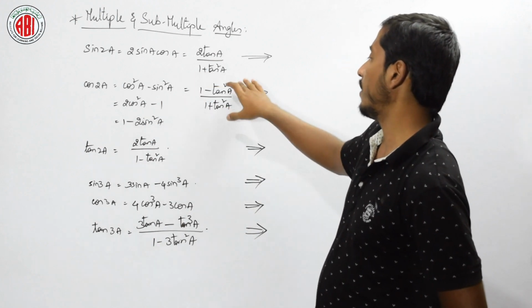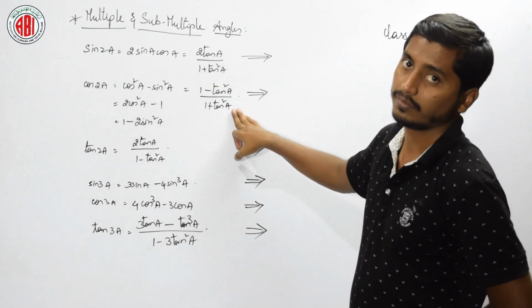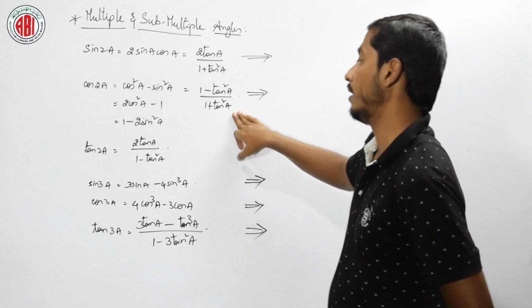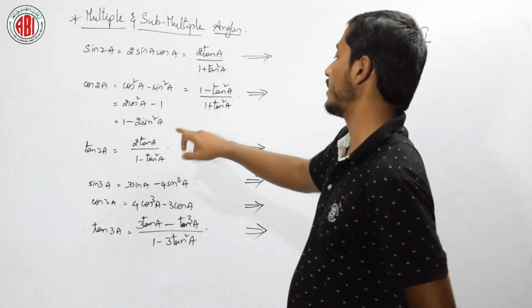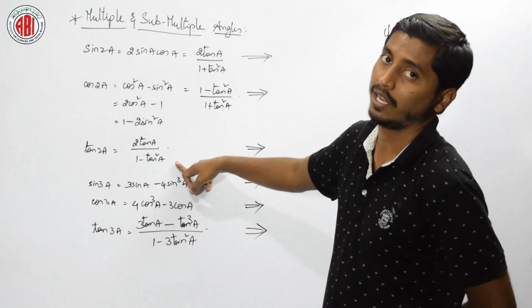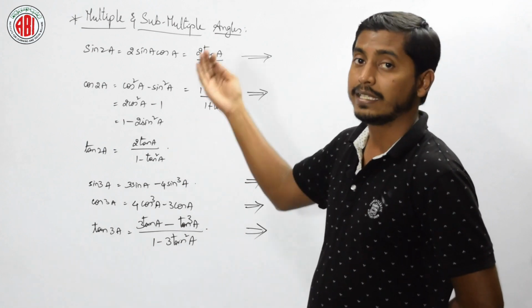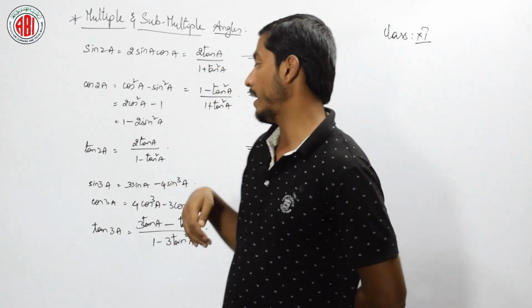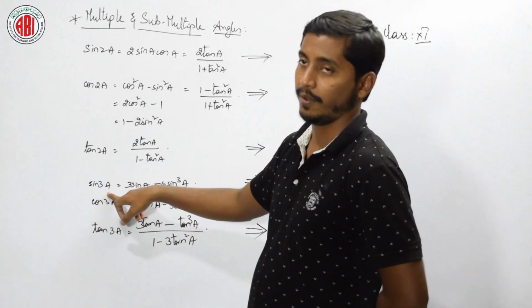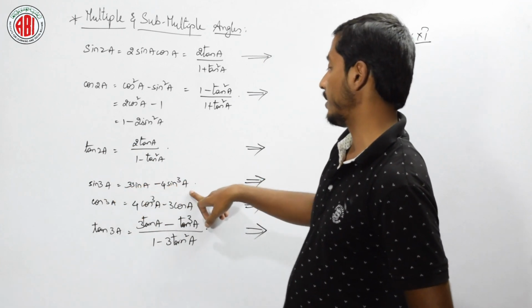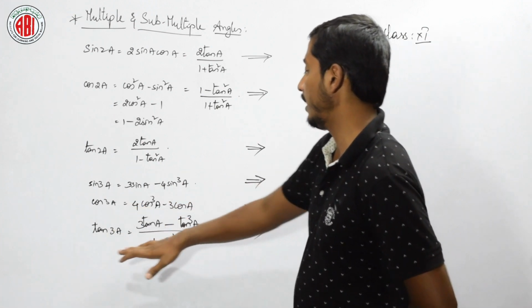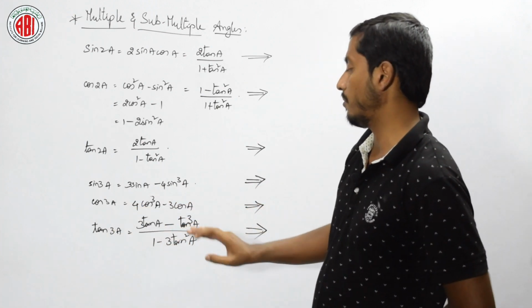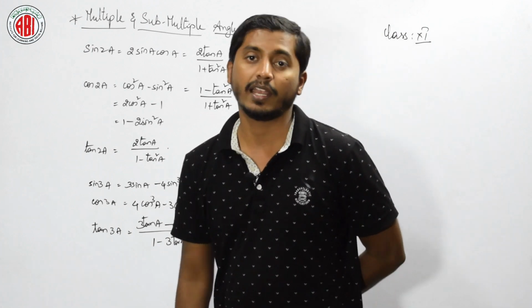Similarly, this is equal to 1 minus tan square A by 1 plus tan square A, this is in terms of tan. And finally tan 2A, this denominator gets cancelled, we will get 2 tan A by 1 minus tan square A. This is double the angle. The next is triple, that is sin 3A, which is nothing but 3 sin A minus 4 sin cube A, cos 3A is 4 cos cube A minus 3 cos A, tan 3A is 3 tan A minus tan cube A by 1 minus 3 tan square A.